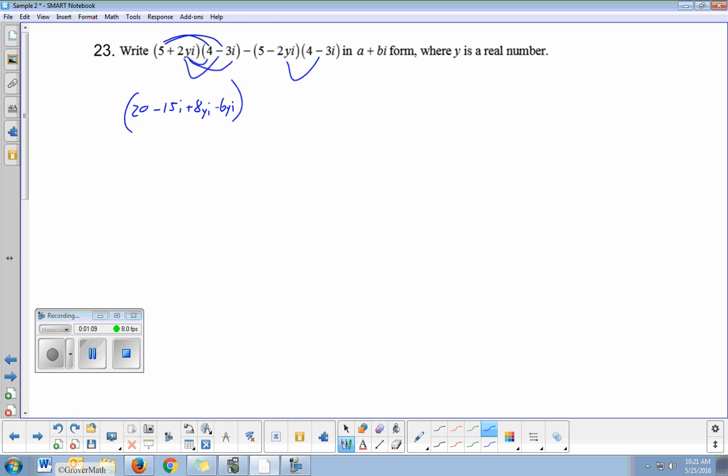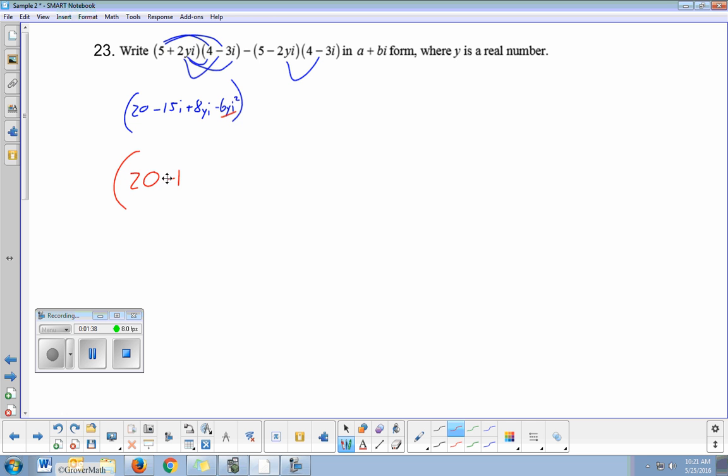Now, the one rule for i you really want to remember is that i squared is negative 1. So this whole term is going to change to be plus 6y. So let me rewrite that. Again, I want to keep this in parentheses because it's this whole thing minus this whole thing. And if I forget about those parentheses, then that'll probably mess up the subtraction in a little bit. So let me keep it in parentheses.